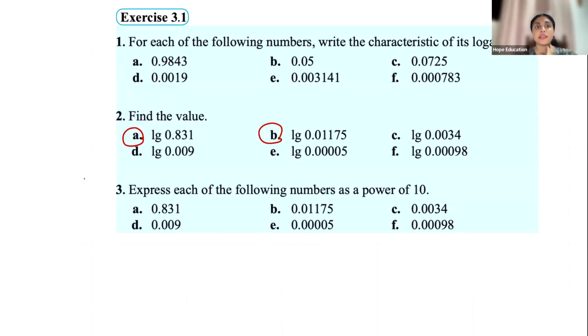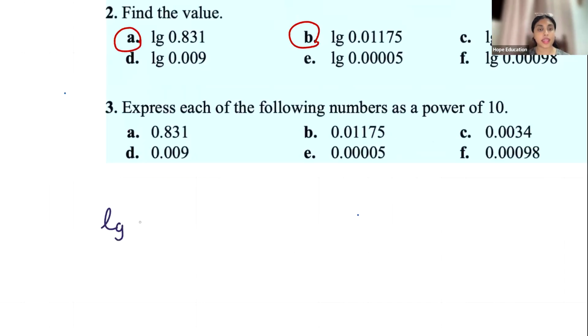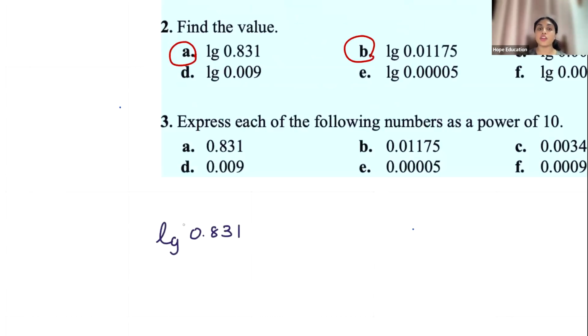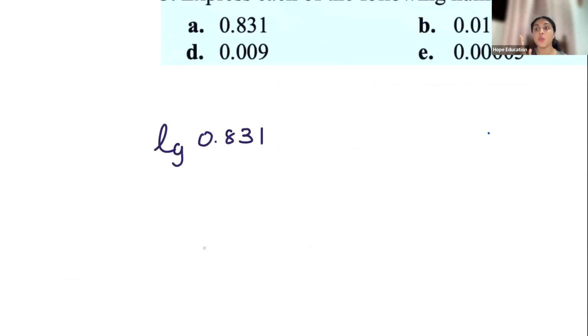Okay, kids. I think that's enough time. Shall we discuss? So, LG 0.831. As usual, we ignore the decimal point and just look at the numbers. We have 831. Can you let me know the log value of 831, read from the log table? What do you get?